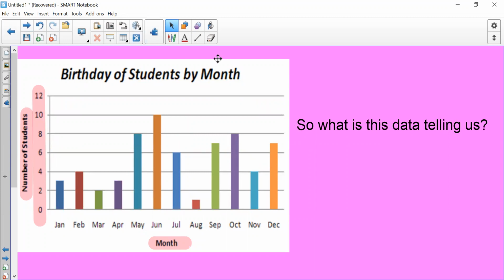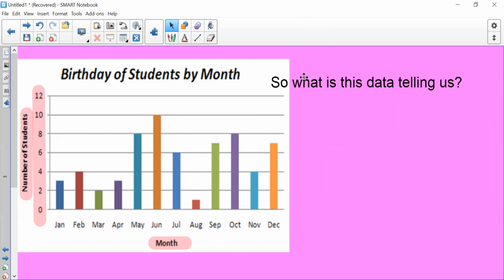So we've gone through all of the features, but what is this data actually telling us? Well, it's telling us all about the data and information of the students and which month they were born in. So we'll be able to make statements about which month had the most students born in and which month was the least popular for having the students born in. Okay?